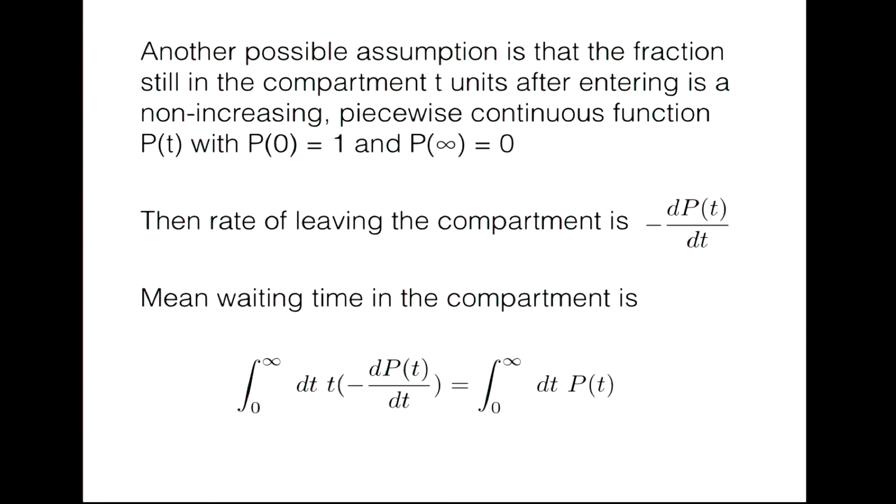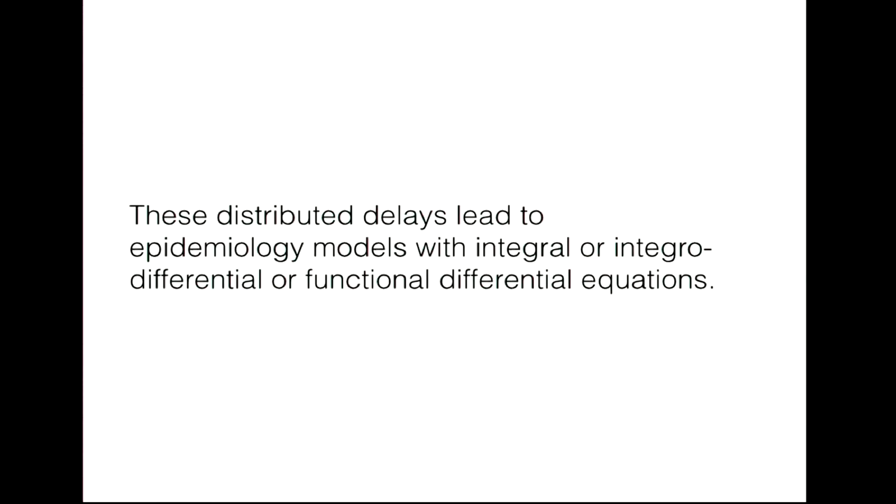And from here you can go back and ask, with more general distributions p of t, what sort of behavior do you have? These more complicated distributions lead to models where you have integral or integral differential or functional differential equations, all of which are more complicated to analyze. So it's often preferable to work with a simpler model that is easier to study and easier to analyze even numerically than a more complicated model that in many cases or almost all cases may be more biologically realistic but analytically harder to deal with.